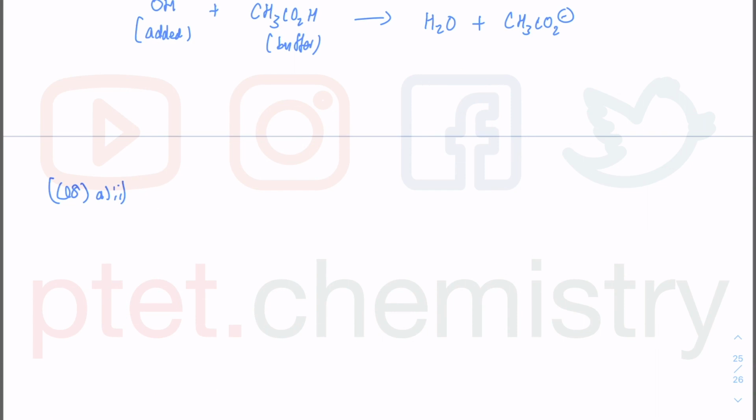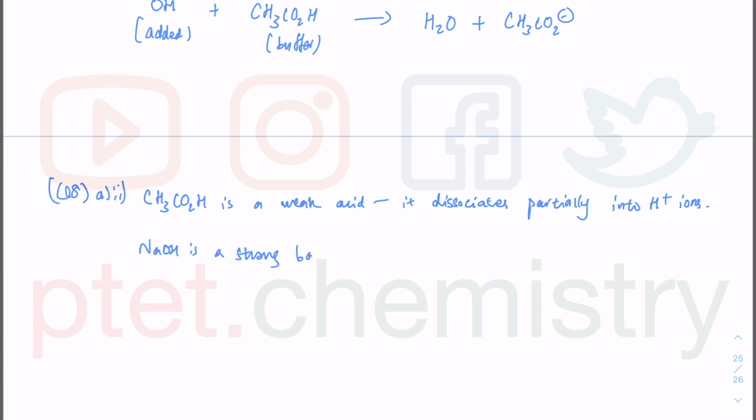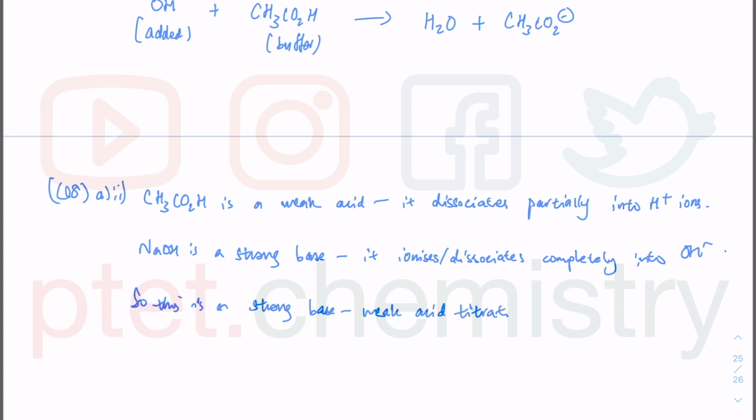So I can just state the obvious. CH3CO2H is a weak acid. It dissociates partially, or reversibly, into H plus ion in water. And NaOH is a strong base. It ionizes, or dissociates, whichever word you like, completely into OH minus. As a result, this is a strong base, weak acid titration. So your equivalence point when you mix in this and this in equal amount is going to be just above 7, because the hydroxide will overpower the amount of H plus present as a result of this equilibrium dissociation. Don't know why they give 4 lines for that.